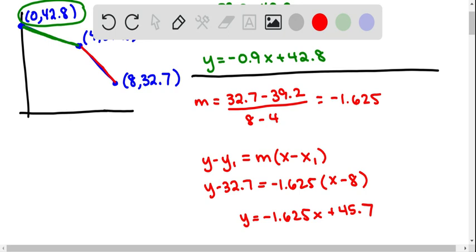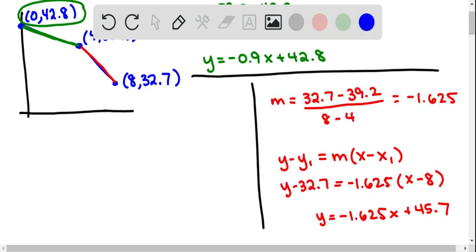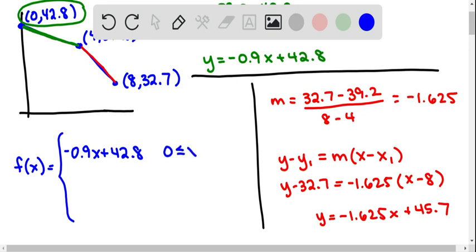So now we want to put these together into a piecewise definition. We could call this f of x, and we have 2 pieces. One of the pieces has equation y equals negative 0.9x plus 42.8. And the domain for that piece is 0 is less than or equal to x is less than or equal to 4. And we can always write the word if in front of that if we'd like to.